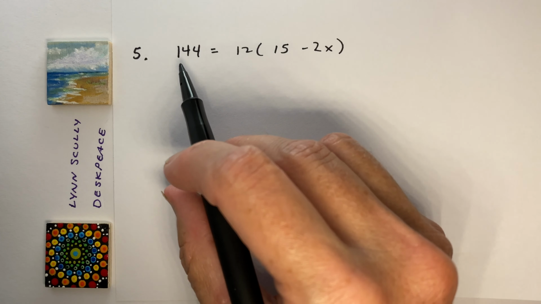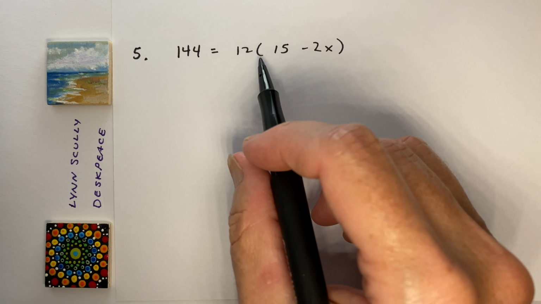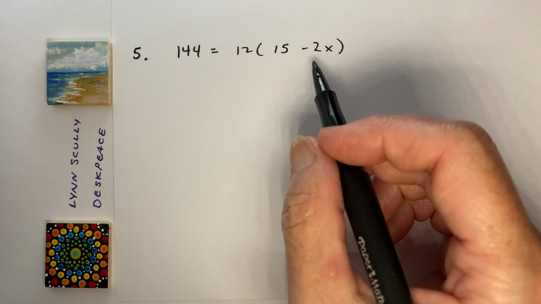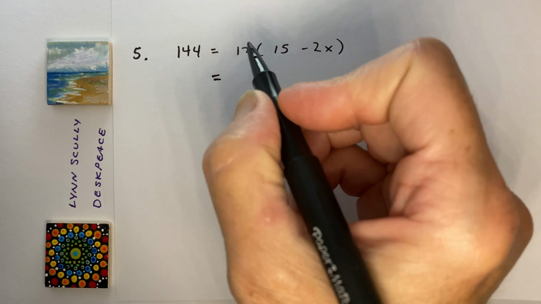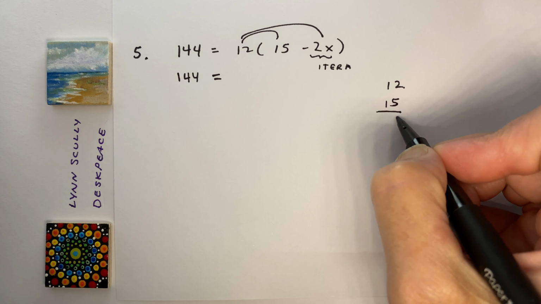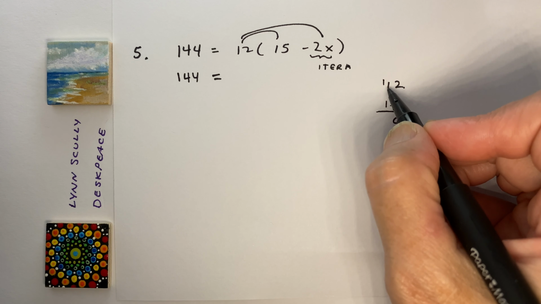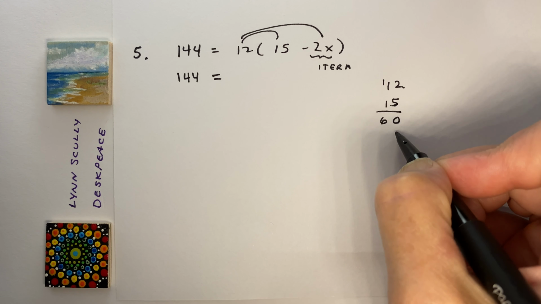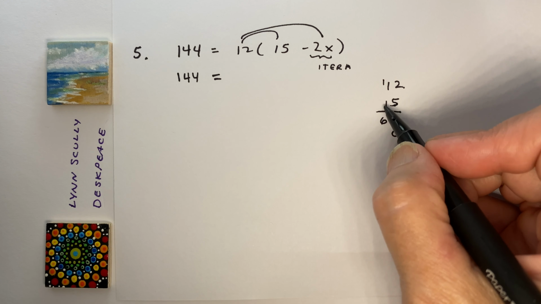Number 5, 144 equals 12 times the package 15 minus 2x. Okay, I'm going to distribute the 12 to each term. And remember, terms are separated by plus, minus, or equal signs. This is one term here, okay? So I'm going to write my 144, and I'm going to go 12 times 15. I have to write that out. 5 times 2 is 10, carry the 1. 5 times 1 is 5, plus 1 is 6. Put a 0 here as my placeholder because I'm moving over.